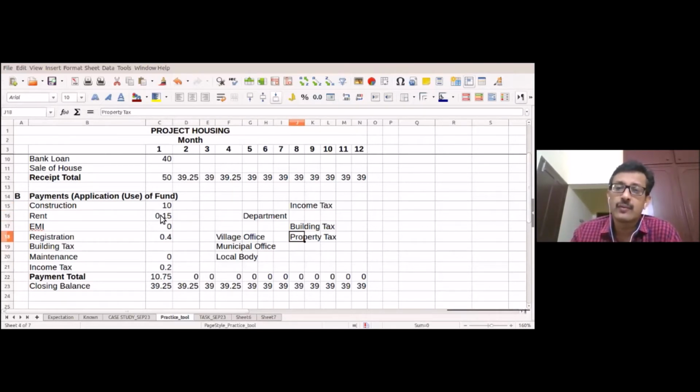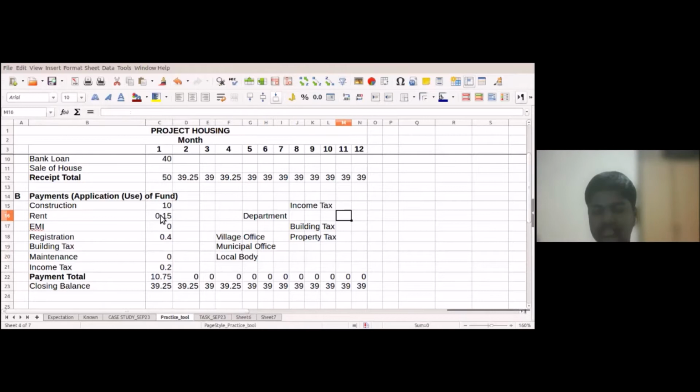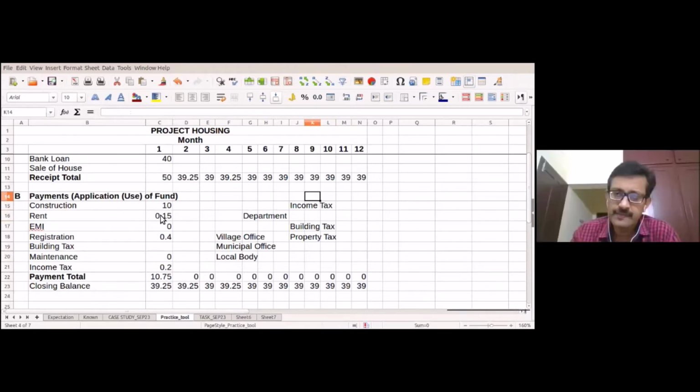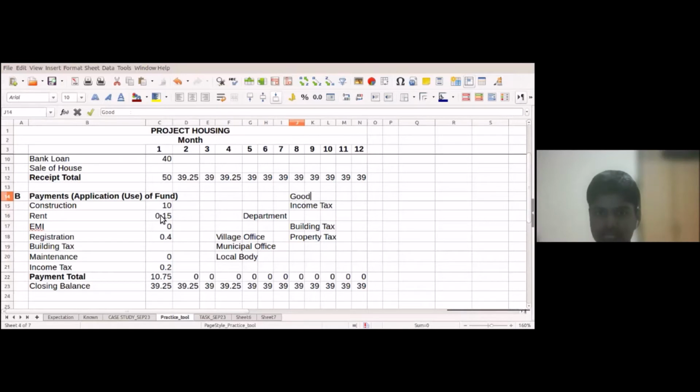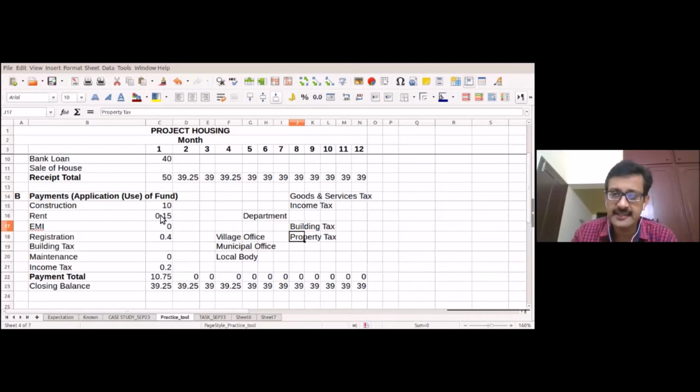Can you give me examples of three types of taxes you pay, which you have heard? Sir, income tax, government service tax. Not government service. You mean the goods and GST? It's a GST, that is goods and service tax. Okay. Goods and service tax. Income tax. Then building tax. Something else?